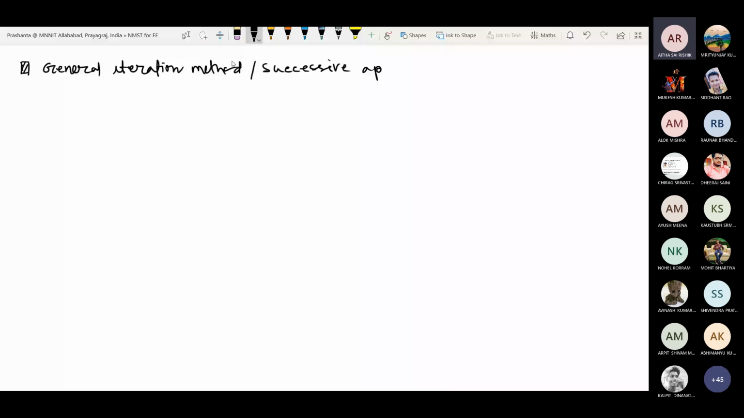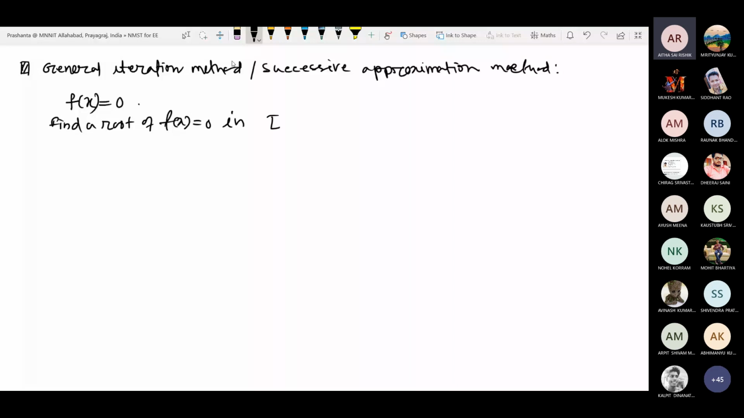So the equation is f of x equals 0. This is the equation which is given to you, and our aim is to find a root of f of x equals 0 in a certain interval. You will decide in which interval you want to find the root. That you can do by checking simply the sign. If the sign of the function at the points a and b are of opposite sign, that means it has a root in the interval a comma b. Is it not?